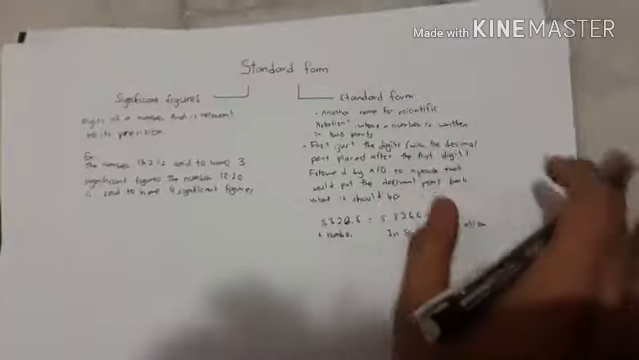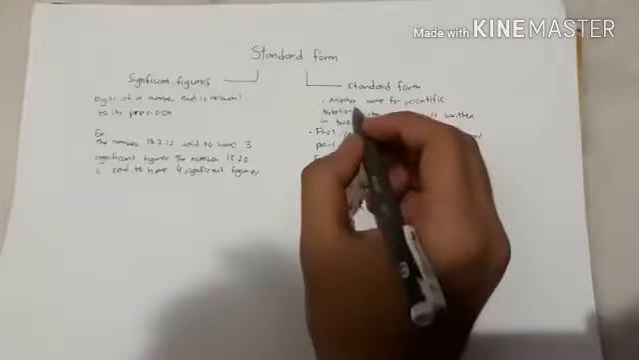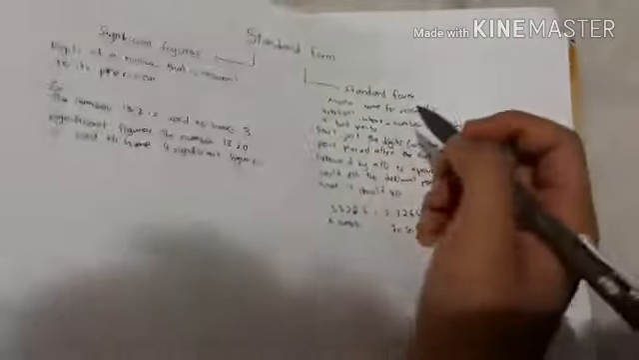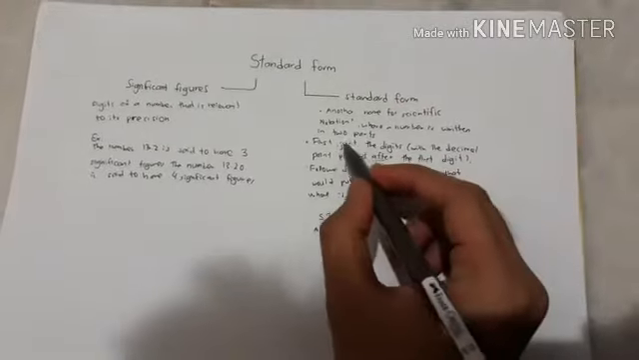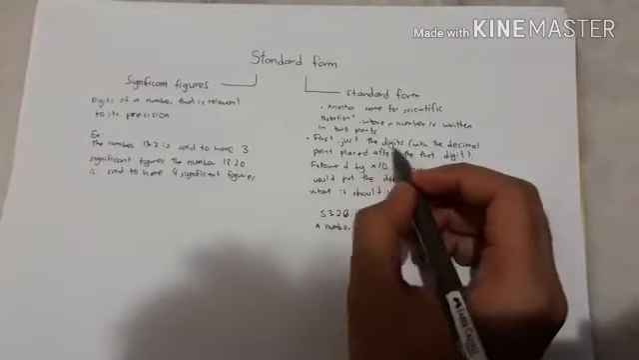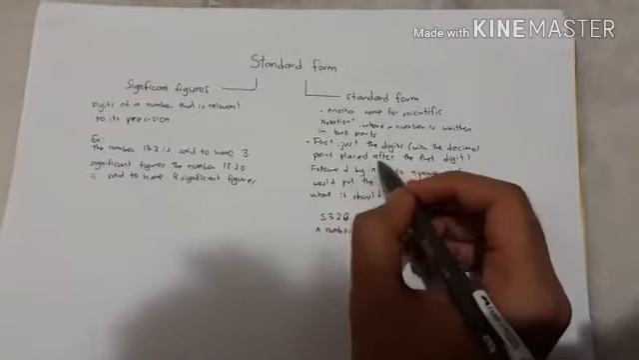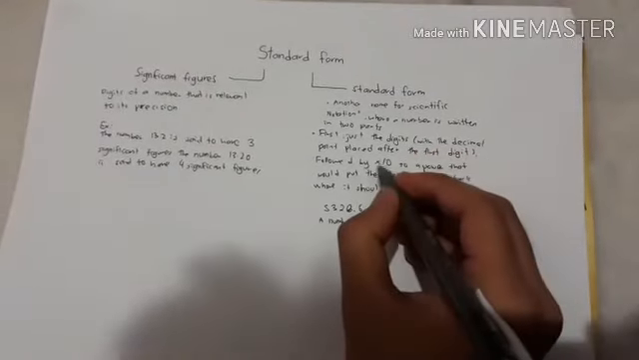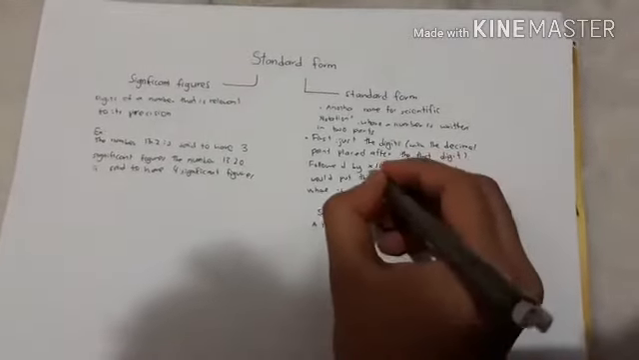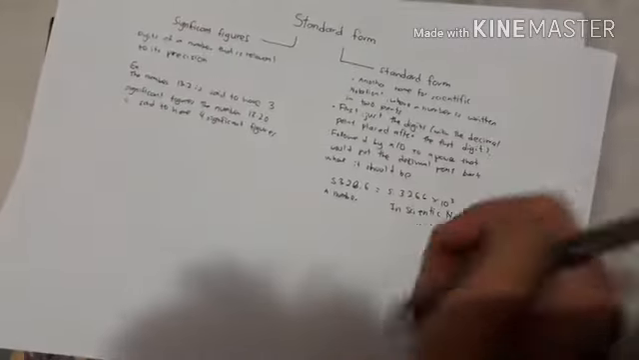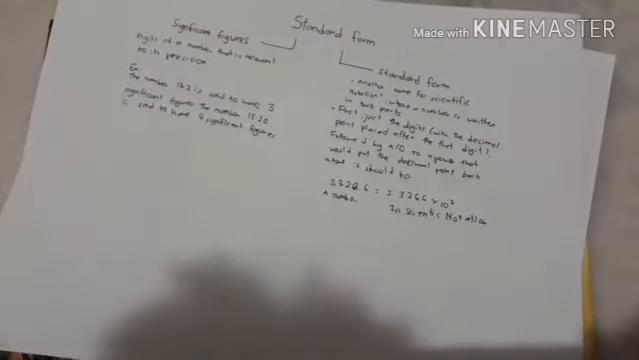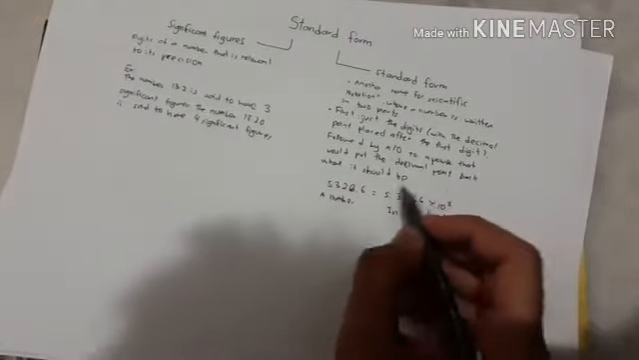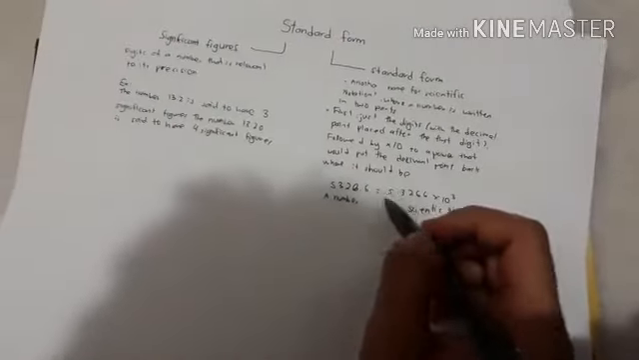Okay, we go to standard form, another name for scientific notation, where a number is written in two parts. First, just the digits with the decimal point placed after the first digit, followed by the symbols: times 10 to the power of something, which will put the decimal point back where it should be.